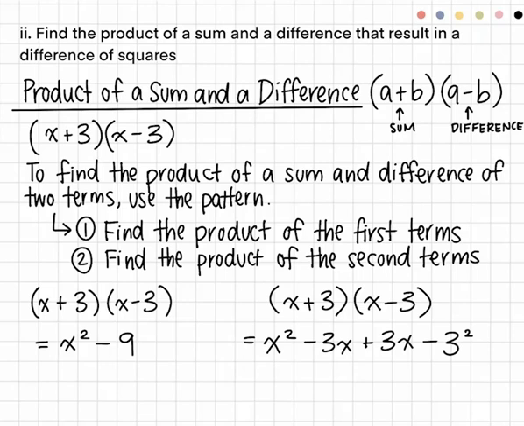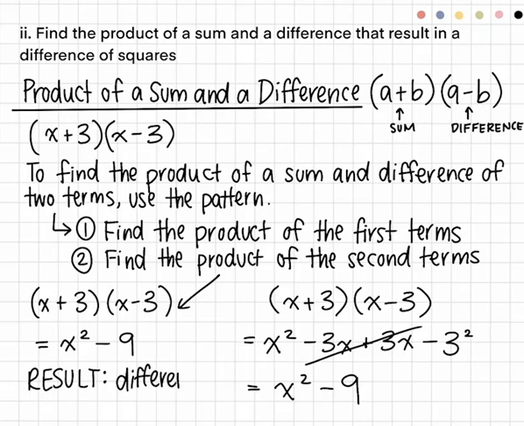Negative 3x and positive 3x, those cancel out completely. And then if I simplify it further, I get x squared minus 9. So hopefully seeing that broken down in the steps lets you visualize a little bit better what's taking place when we just use the patterns and come to our product in this way. So our result here is a difference of squares.